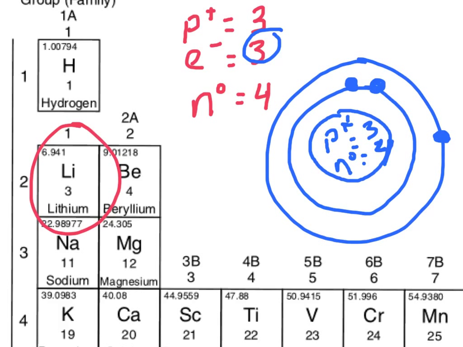So I have 3 protons, 4 neutrons, and 3 electrons, 2 electrons on the first energy level, and 1 electron on the second energy level. And that is the correct Bohr diagram for lithium.